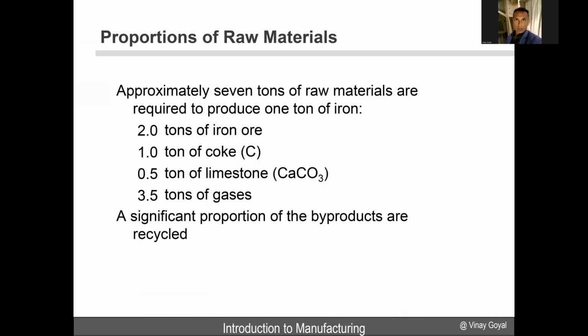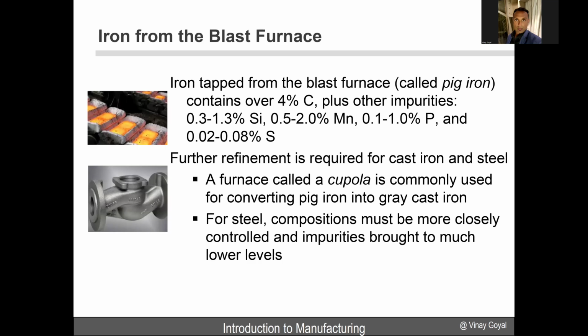So, what are the proportions of raw materials? You have approximately 7 tons of raw materials that are required to produce 1 ton of iron. So, it's a lot of material. 2 tons of iron ore to start, and you have 1 ton of coke. These are the percentages that you need to be able to get there. Half ton of limestone, and 3.5 tons of gases. This combination is what is needed to make that process work. A significant proportion of the byproducts are then recycled, so that's great. It's an efficient process.